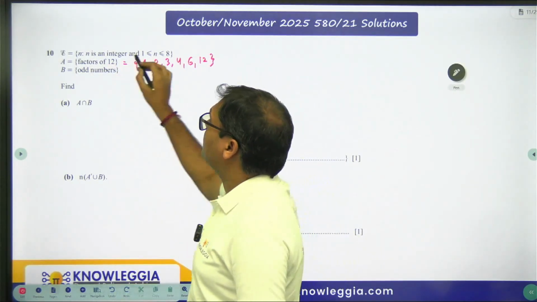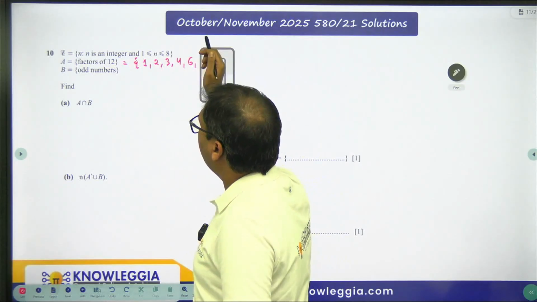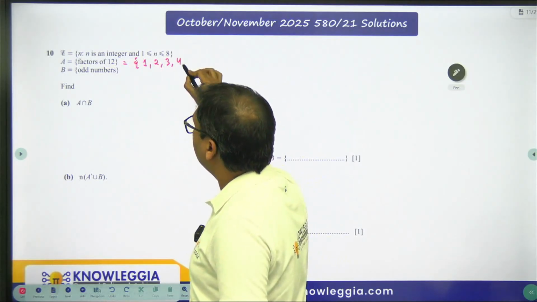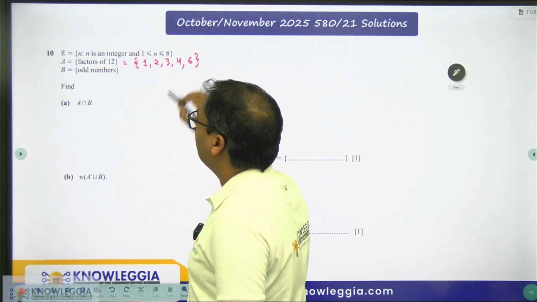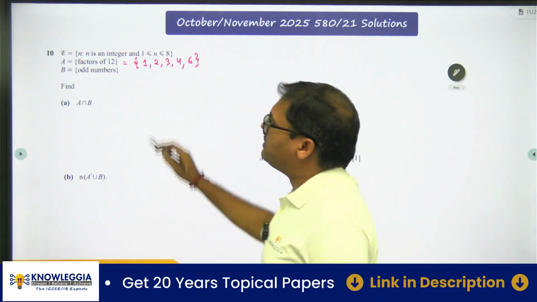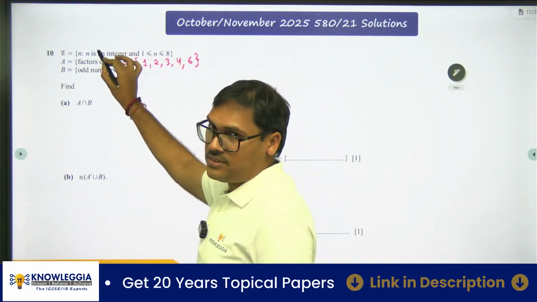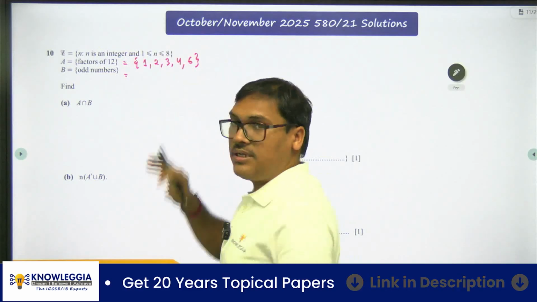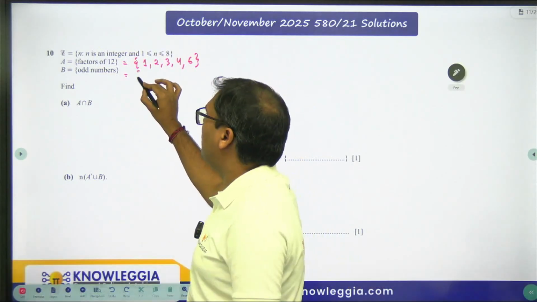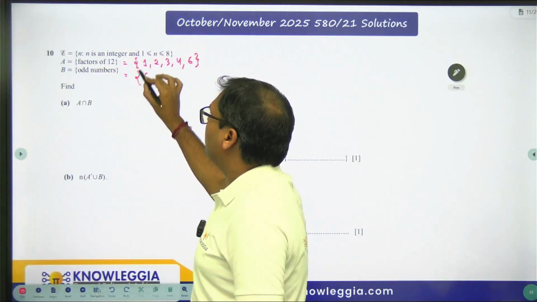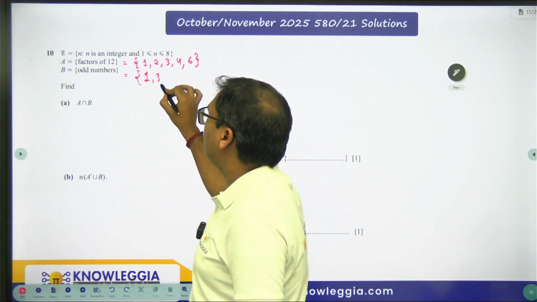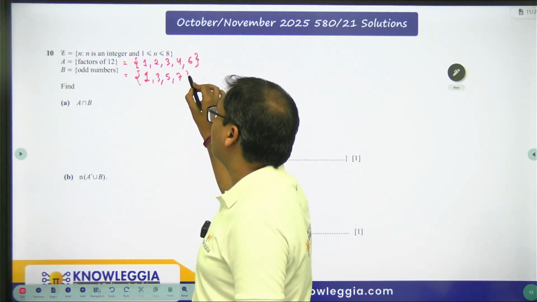Okay, but this is the universal set, so you have to write the answer only up to 8. So we will write only the values which are up to 8. What are the odd numbers in this set? We can see this is the universal set, so we'll write all the values only in the universal set. What are the odd numbers between this? This is 1, 3, 5, 7.